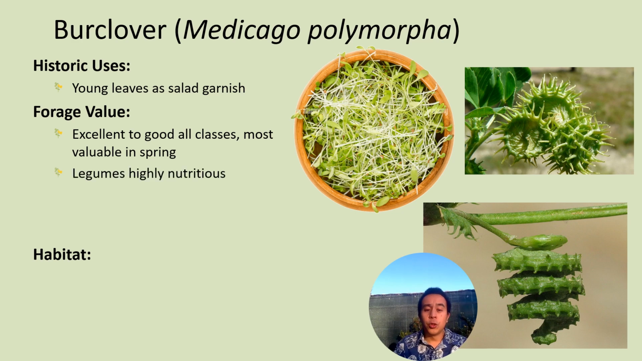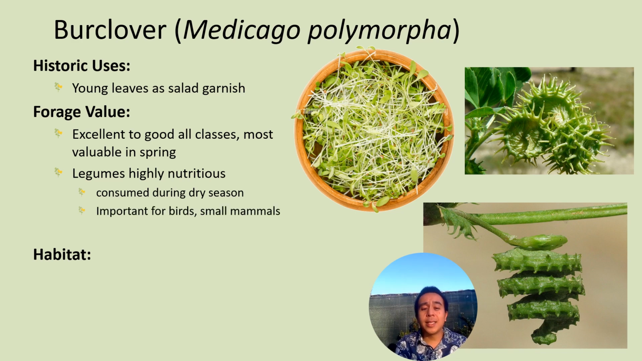The legumes which develop in the spring are highly nutritious and are also consumed during the dry season, and are important for other types of wildlife like small mammals as well as bird species. Medicago polymorpha is also somewhat resistant to heavy grazing.